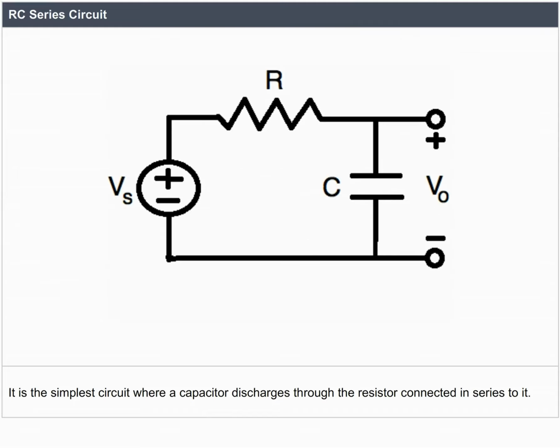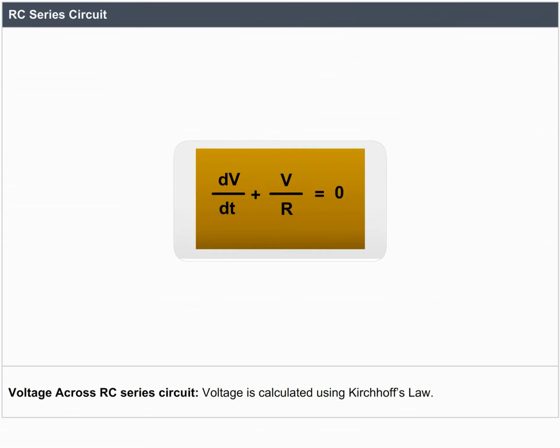RC series circuit. It is the simplest circuit where a capacitor discharges through the resistor connected in series to it. Voltage across RC series circuit. Voltage is calculated using Kirchhoff's law.